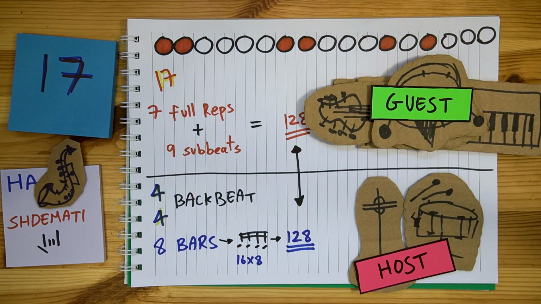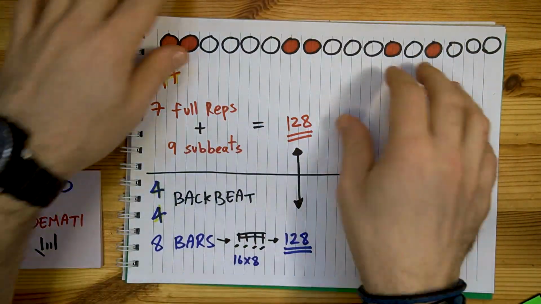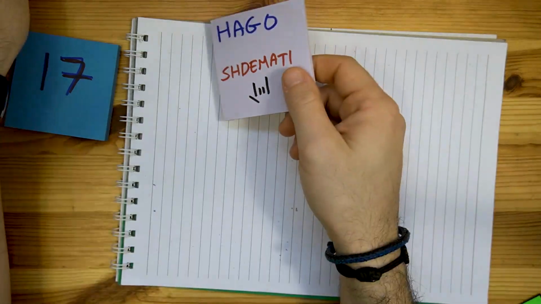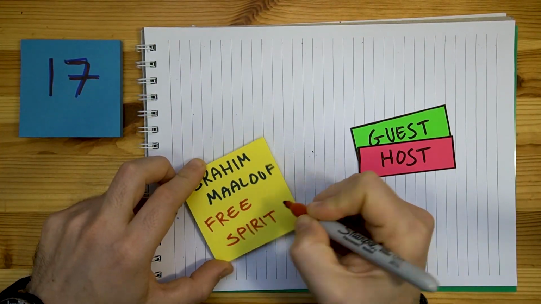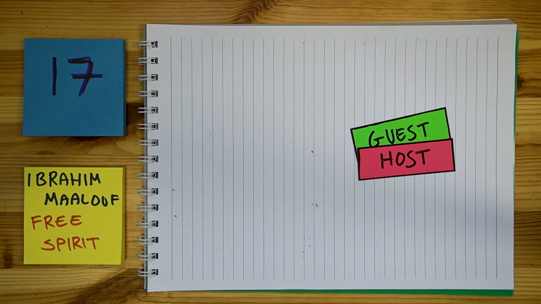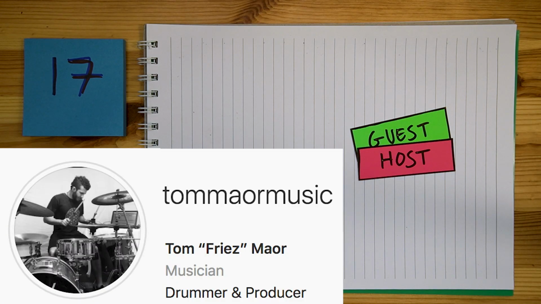Alright, so the next song is by French-Lebanese trumpet player and composer Ibrahim Maalouf. This song is called Free Spirit, and it's beautiful. Shout out to Tom Maor, by the way, a ridiculous student of mine who introduced me to this song. You should check out his videos, he's insane.